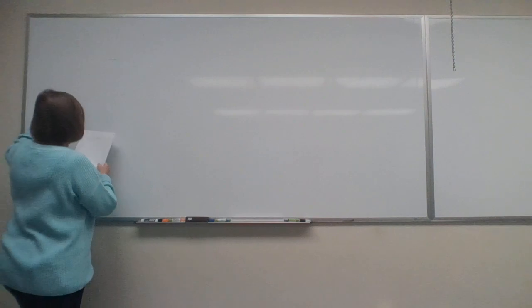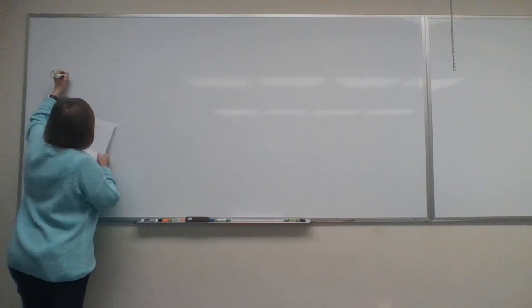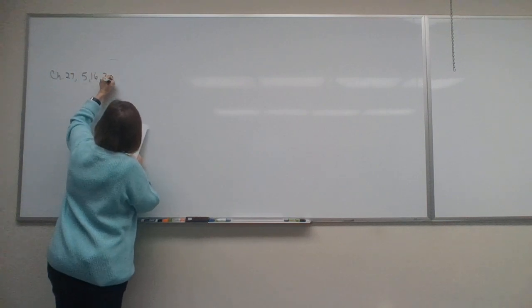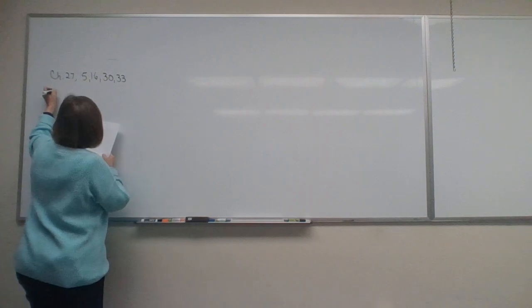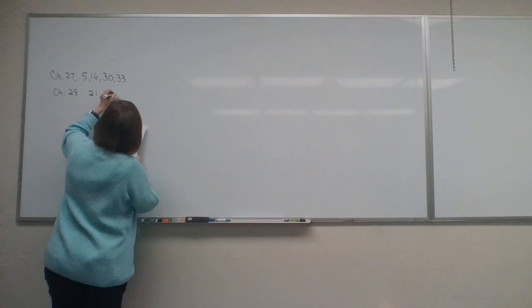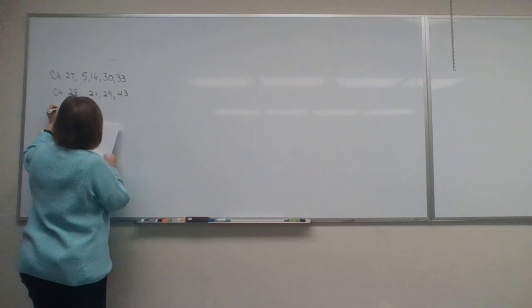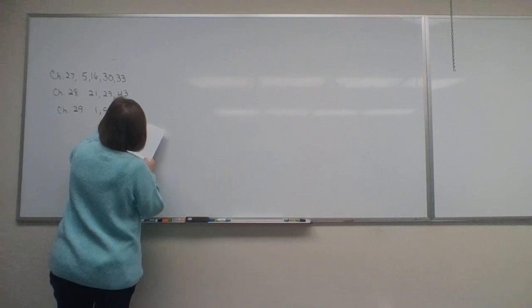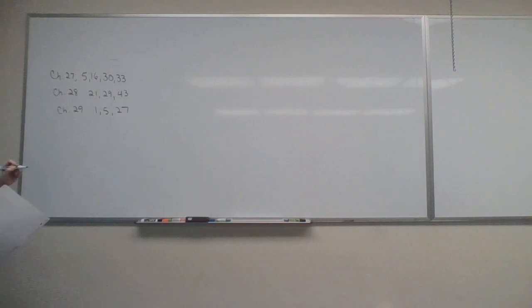Let me go ahead and write this down. I had made some notes of helpful problems. So if you're getting ready to study, here are my helpful problems. Chapter 27, I had 5, 16, maybe 30, 33. Just good problems to practice. For chapter 28, I have 21, 29, and 43. And for chapter 29, I had looked at 1, 5, and 27. Obviously, I'm not going to have time to work another 6 problems. I've only worked 3. So let's at least work 1 out of each chapter.